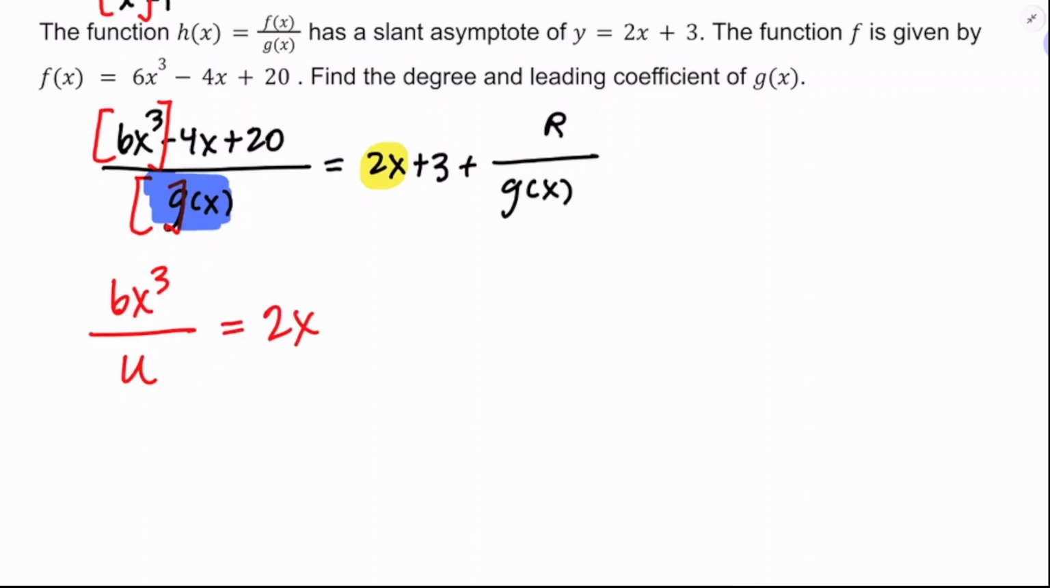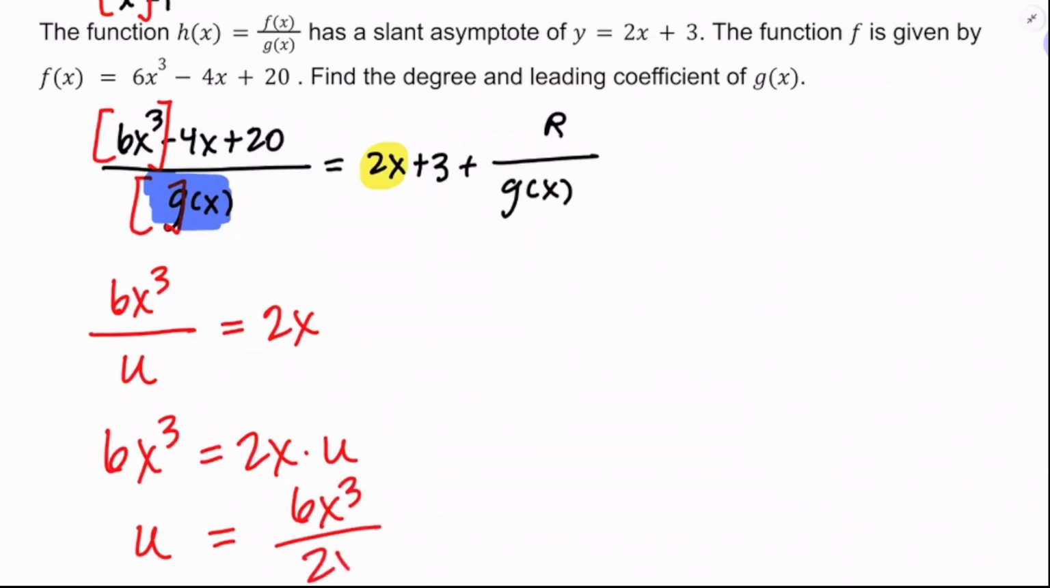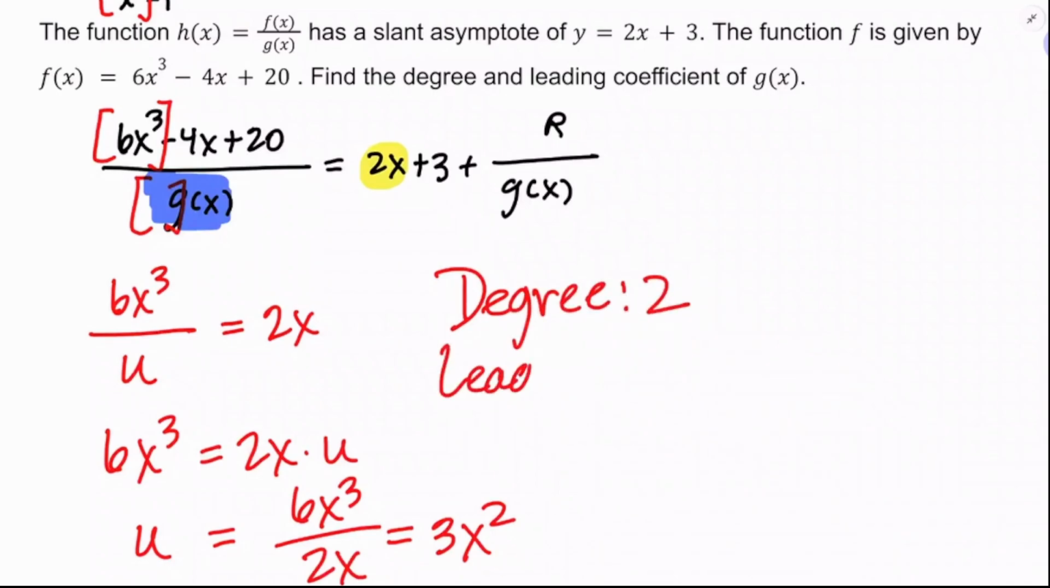Okay. So what I could do is multiply both sides by u. Or, if you wanted to solve that one with your eyes, be my guest. If you want to say it's 3x squared, yeah, go ahead. So 2x times u. Then I'll solve for u by dividing both sides by 2x. And that's where I'd get 3 times x squared, yeah. All right, so that means that the degree is going to be 2, and then the leading coefficient is going to be 3.